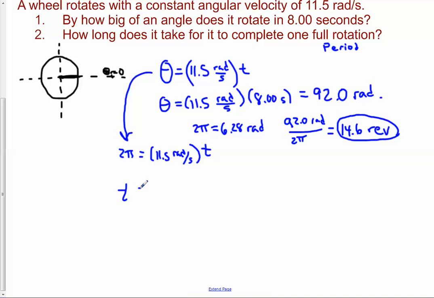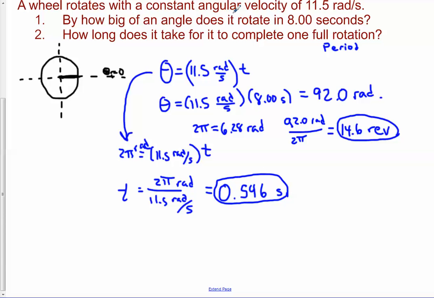So I just divide, so I get t equals 2 pi divided by 11.5 radians per second. Technically, this 2 pi is in radians. I should be writing my units there as well. 2 pi radians. So radians divided by radians per second will give me seconds, which is right. And that gives me 0.546 seconds. So that would be the answer to question 2. And really, I should be using capital T here because it is the period. Okay.